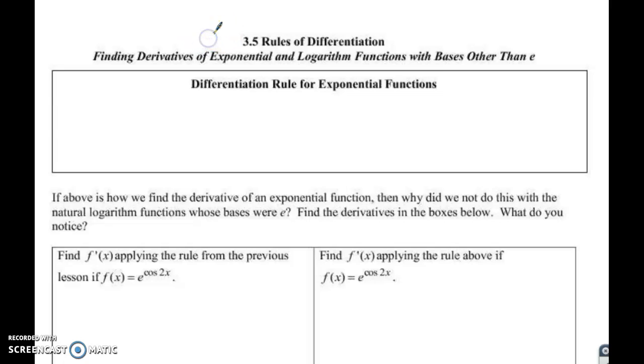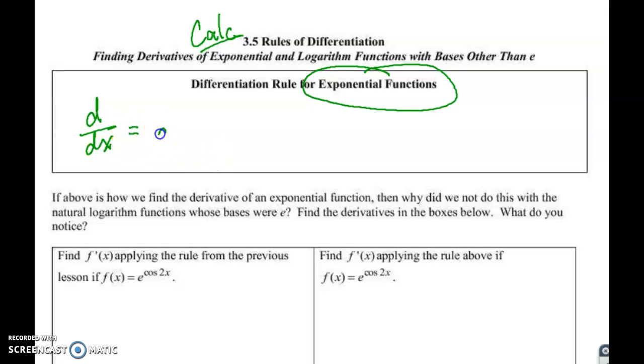Welcome to Calculus, Chapter 5, Section 3. What we're doing is exponential functions that have any base that you want. So we're looking at the derivative of a function that is a to the x power.